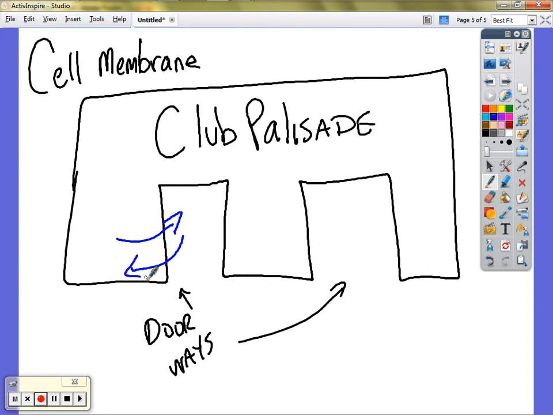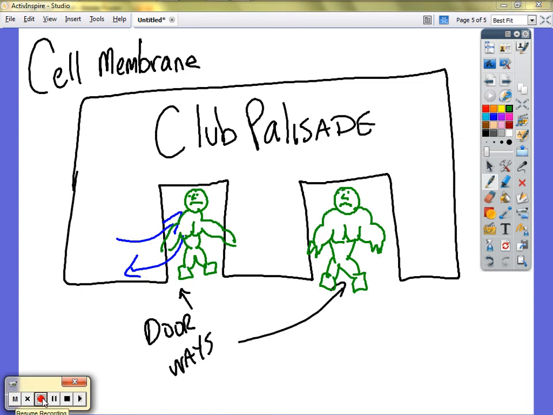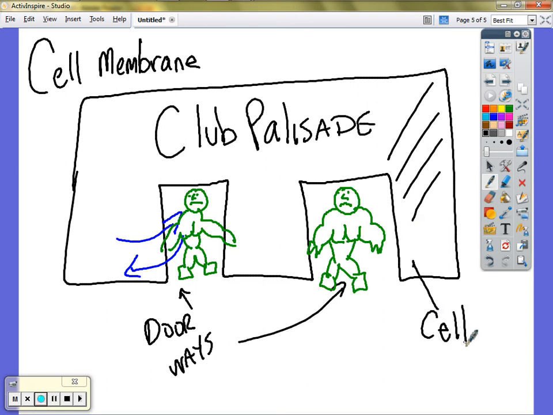So, when Club Palisade is popping, you need some bouncers. And what the bouncers do is they determine who gets in and who gets out of the club. The walls of the club, all of this stuff, is just like a cell wall. It's hard, it keeps the shape of the cell, but anything can get in and out of the cell wall as long as it can fit through the door. If you can fit a piano through the door, it's going in.